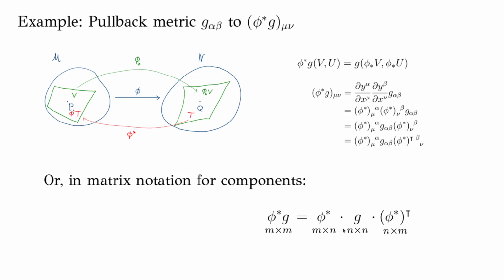So if we actually want to do such a computation, we have to take the metric G, arrange it into an n by n matrix, and multiply it from left and right by phi star, an m by n matrix, and its transpose, an n by m matrix. That will give us the components of the pullback of G arranged in an m by m matrix.